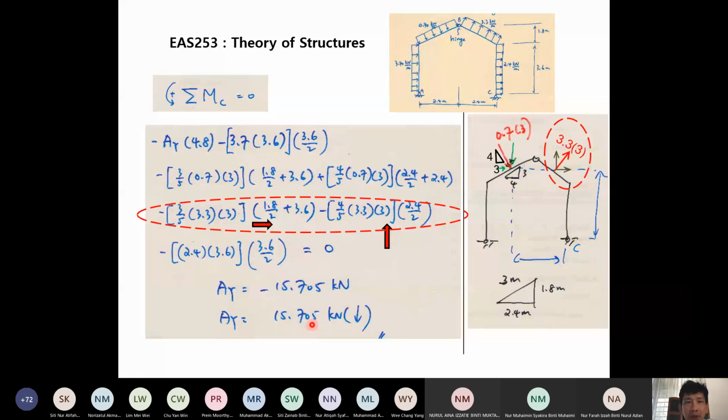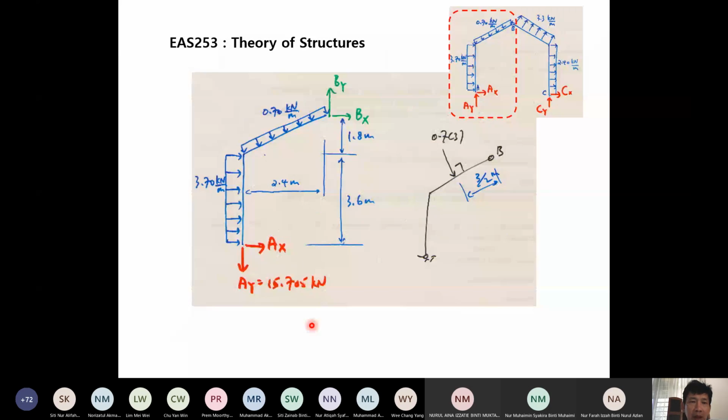So now we have already solved for AY, and the correct direction indicated here is 15.705. So next, remember our aim is to find AX, CY, and CX. So the next one is we try to use a free body diagram and then find the equilibrium equation where you can solve AX, CY, or CX directly. So the next one that we can use to do that, we separate this, we cut this at the hinge here, so we draw this free body diagram.